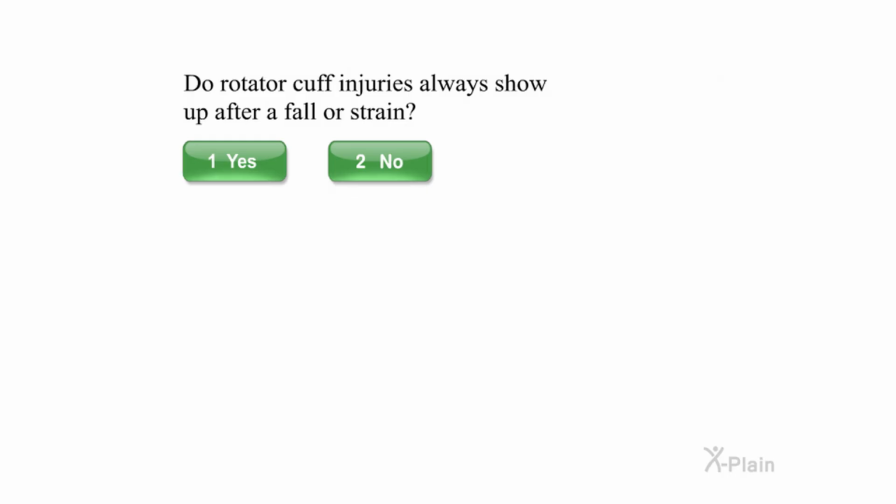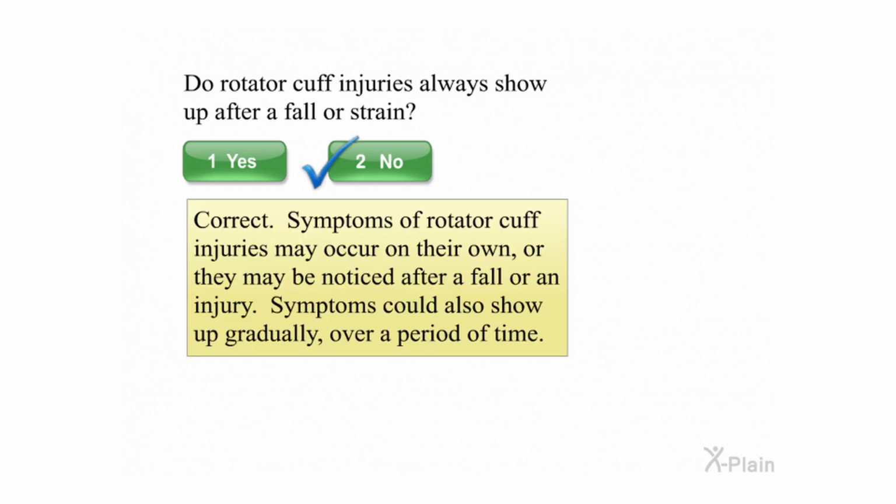Do rotator cuff injuries always show up after a fall or strain? Select yes or no. Correct. Symptoms of rotator cuff injuries may occur on their own, or they may be noticed after a fall or an injury. Symptoms could also show up gradually over a period of time.